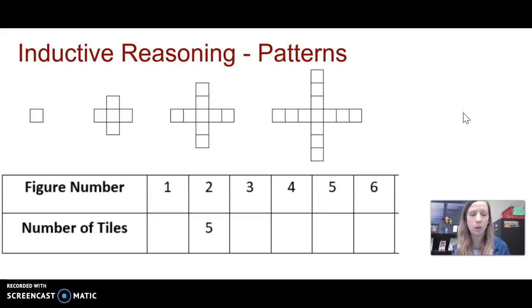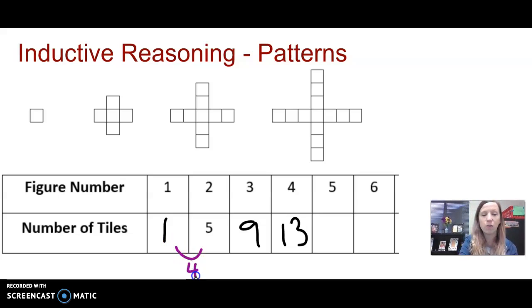Sometimes it's helpful to draw a table. So for instance, I know the first figure only has one block. The second figure has 5. The next figure, if I count, has 9. And the last figure has 13. So looking at that, we can see that there's a pattern from 1 to 5, 5 to 9. It's increasing by 4 blocks each time.